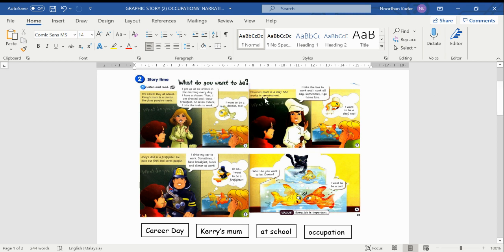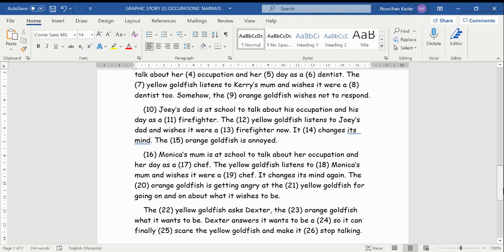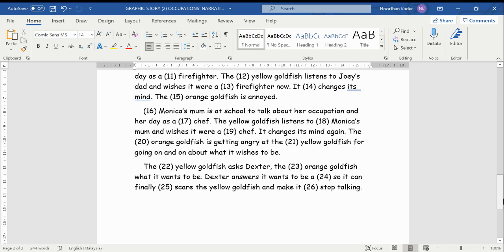Okay, Monica's mom is a chef. She works in a restaurant. I take the bus to work and I cook all day. Sometimes I go home late. I want to be a chef too. Okay, so the third paragraph clearly describes the third frame. Okay, and the last one.